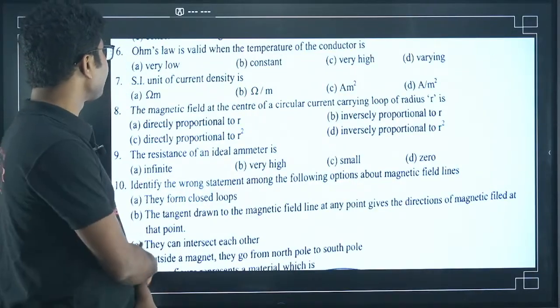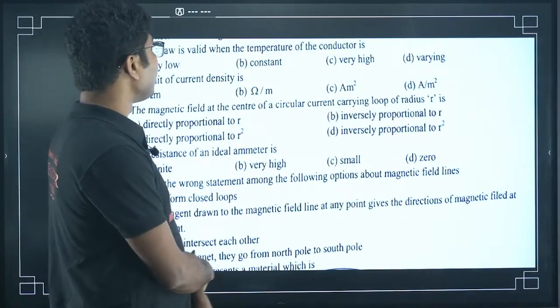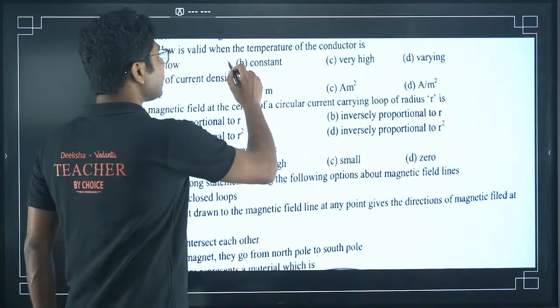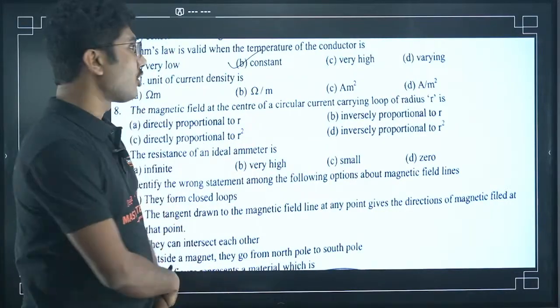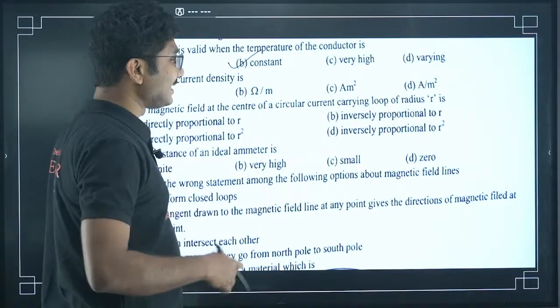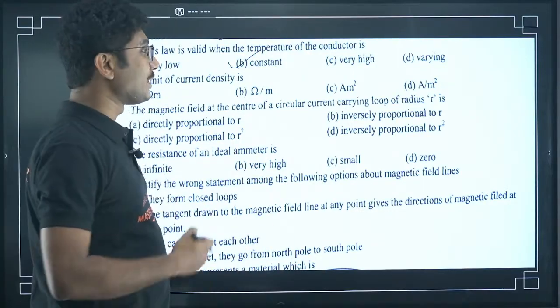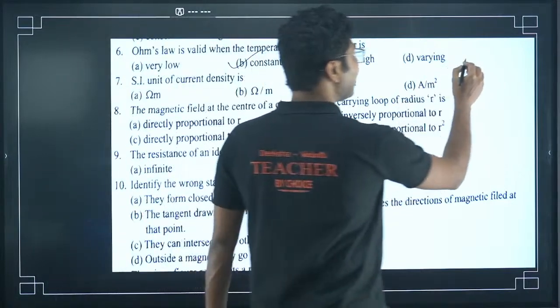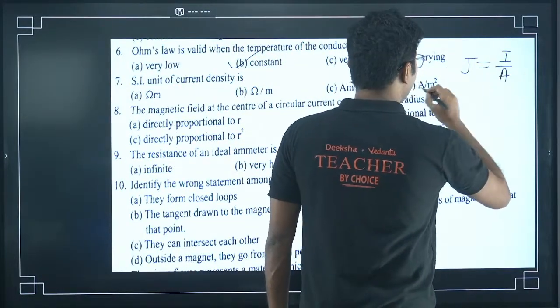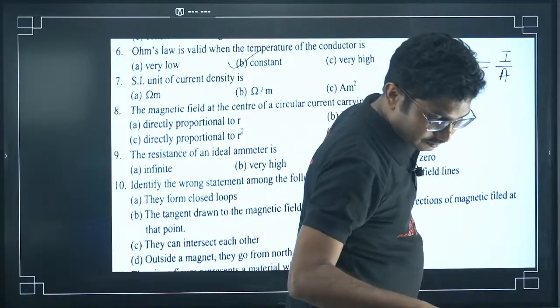Now, next set of questions. Ohm's law is valid when the temperature of the conductor is constant. Exactly the same question I did yesterday. SI unit of current density: again I have mentioned it multiple times. Current density is given by current divided by area. So it will be ampere per meter square.